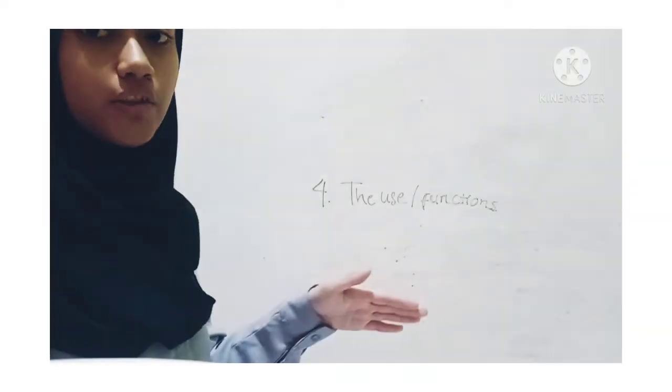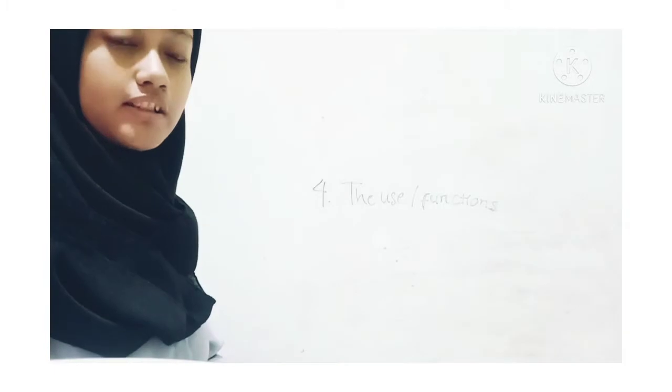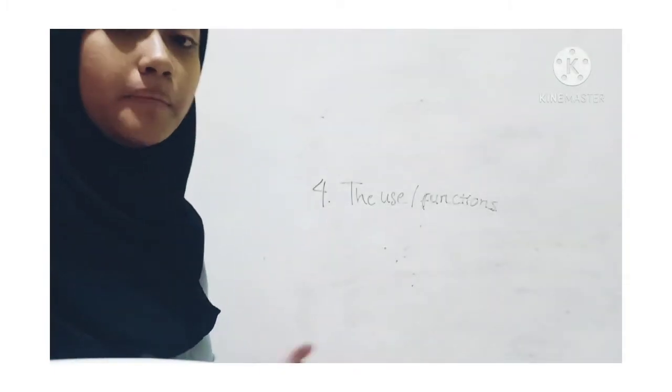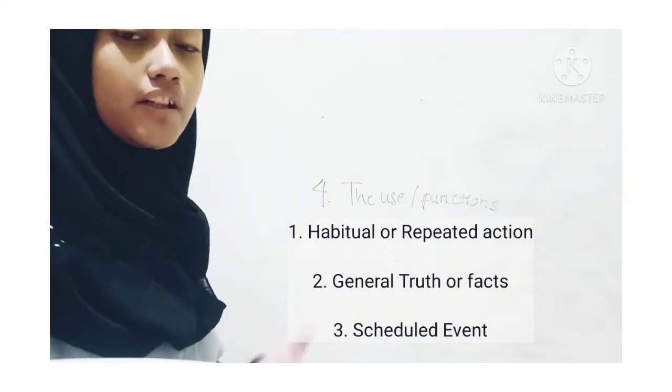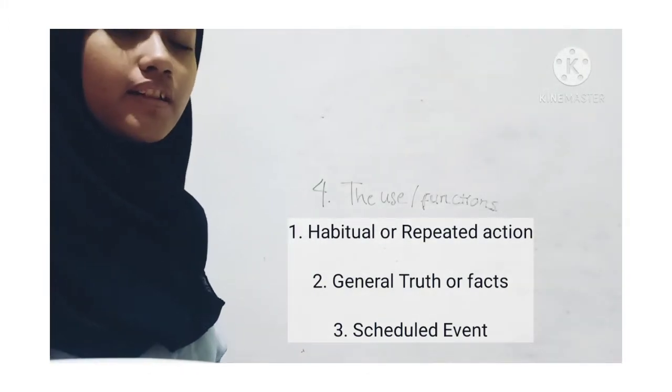Last one is the use or functions. Simple present tense functions is to show or express habitual or repeated actions. Second one is general truth or fact. And the third is scheduled event.